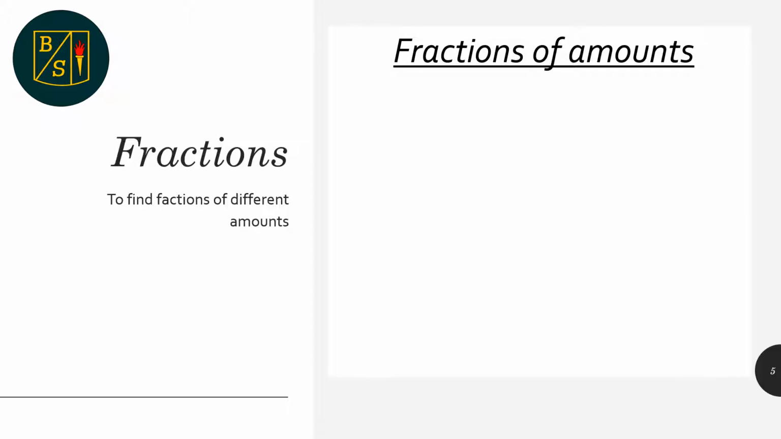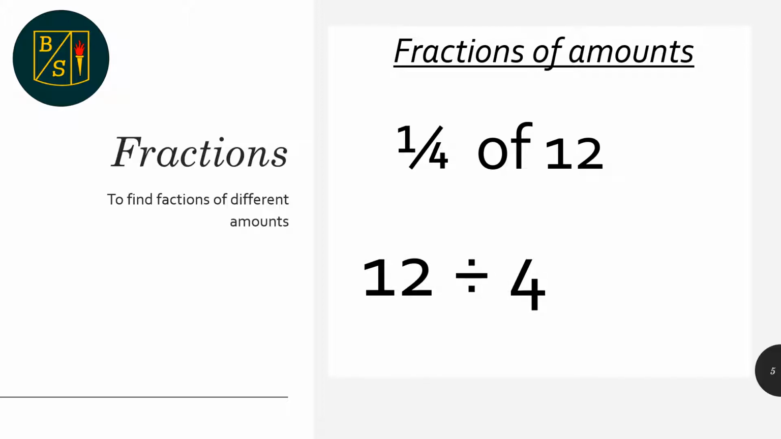Likewise, if the children are asked to find the quarter of 12, they are aware that they need to divide by the denominator, which in this case is 4. This will give them the calculation of 12 divided by 4, and that will give them the answer of 3. In both these examples, although the denominator has changed, the numerator, or the number at the top, has remained the same, of 1.